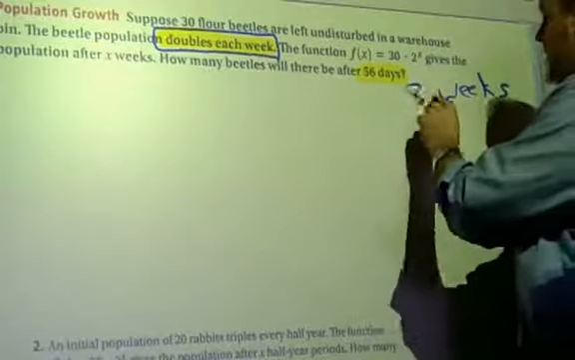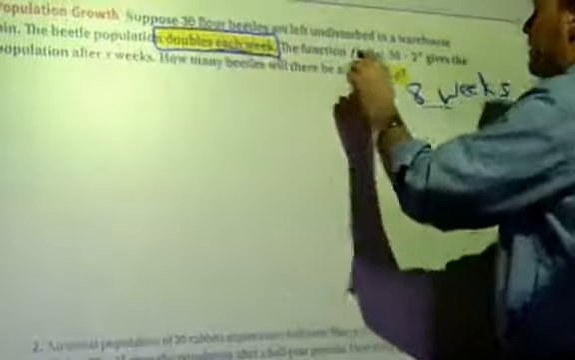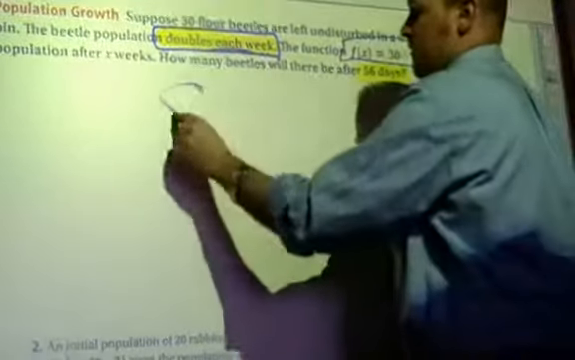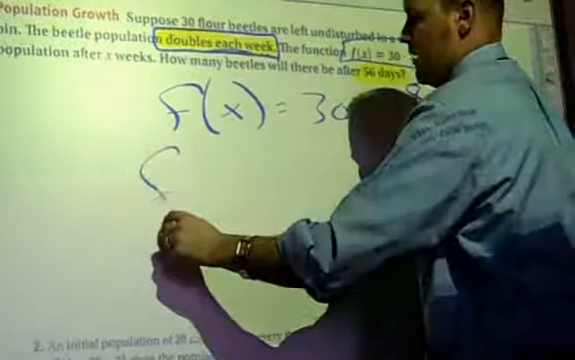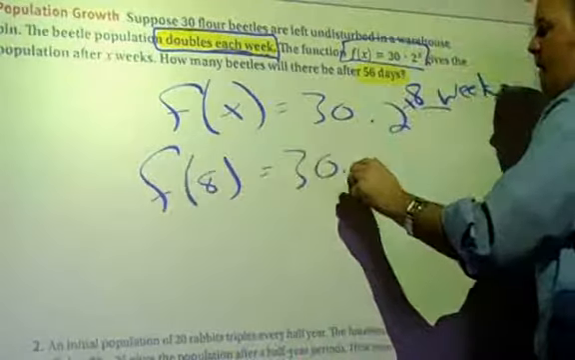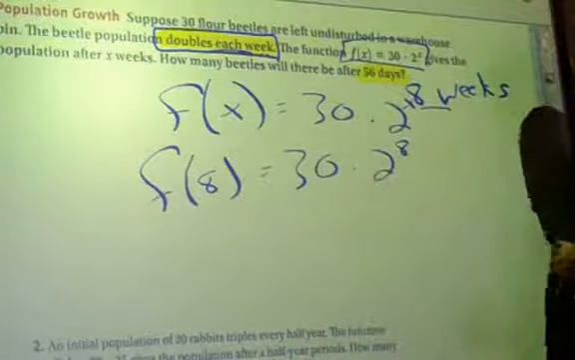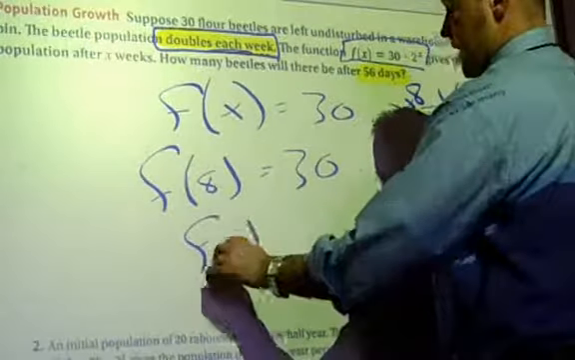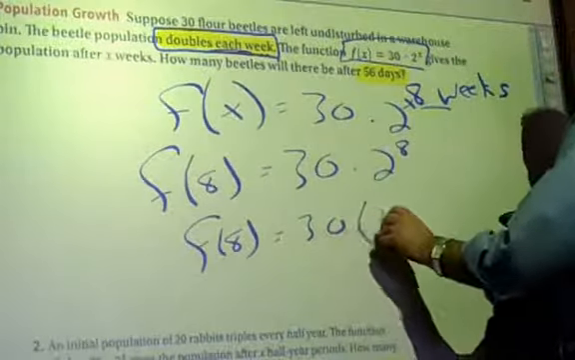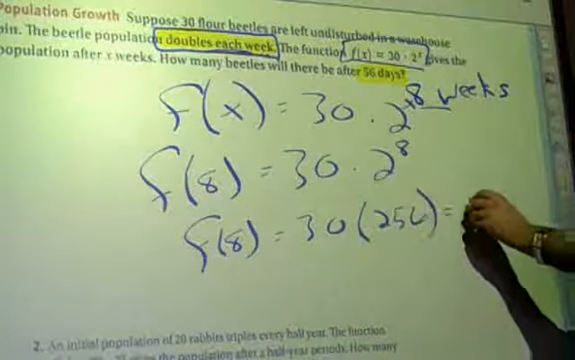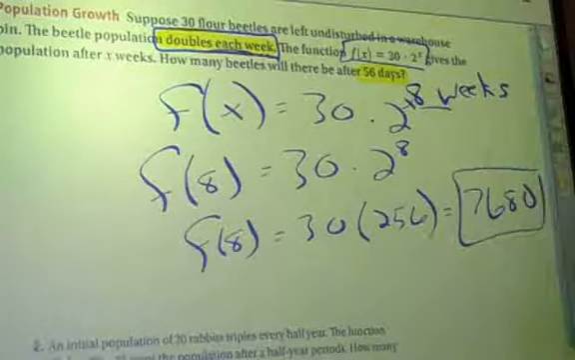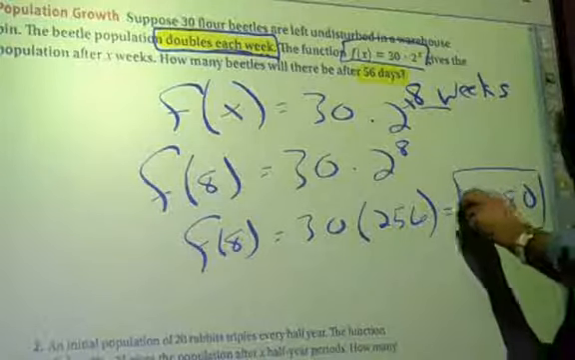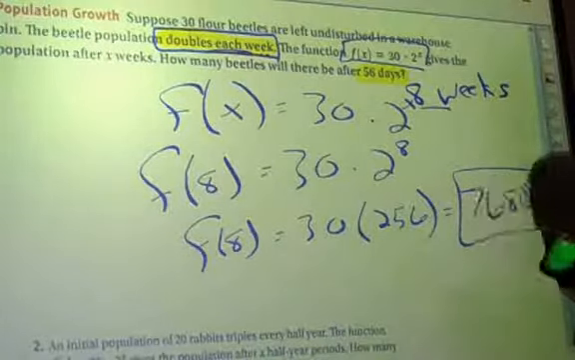All right, so now 8 weeks is what I want to use back in my equation. Doubles each week. So this is my equation. So f of x equals 30 times 2 to the x power. We want f of 8. 2 to the 8. We got f of 8 equals 30 times 256. So our final answer is 7,680. So 56 days, that's what's going to happen with your flower beetles. Okay, exponential grows very quickly. Okay, so we're going to have to be using our calculators, not a problem.